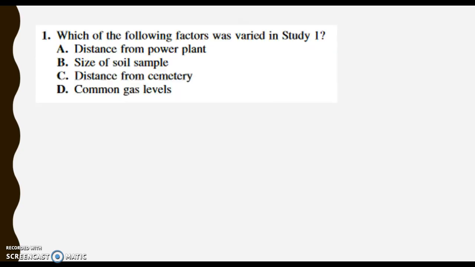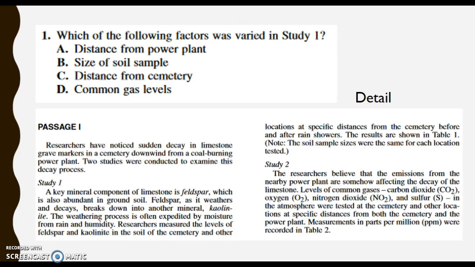Question number 1, which of the following factors was varied in Study 1? This is a details question. So if we go back to the passage and we read through Study 1, we see that they have measured at specific distances. So the thing that we're changing, the variable that we change, is the distance from the power plant. So, answer choice A.